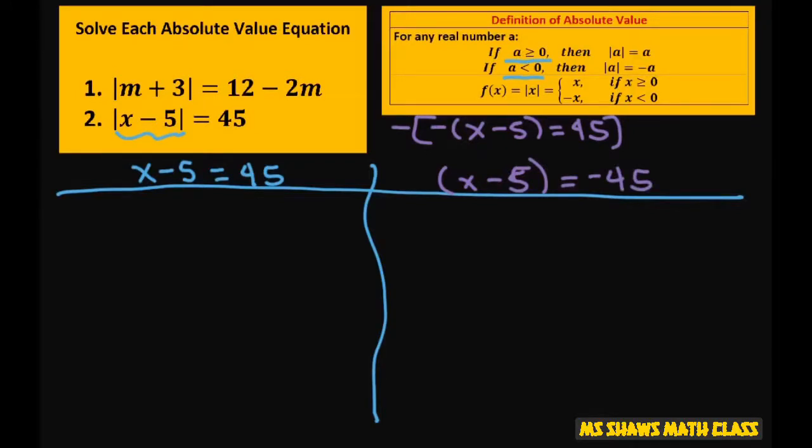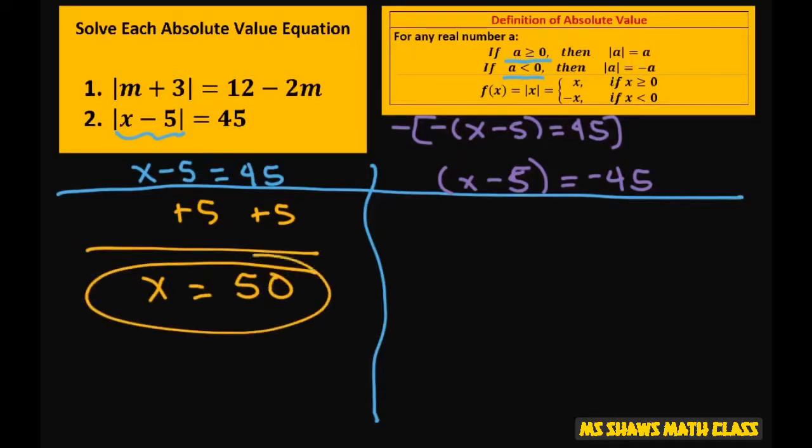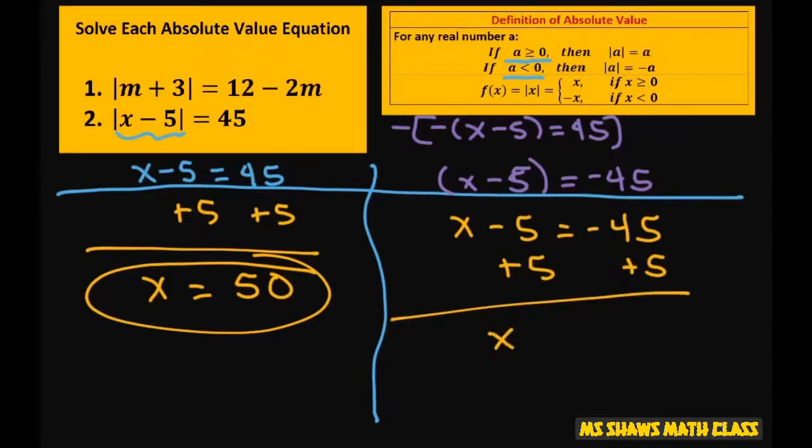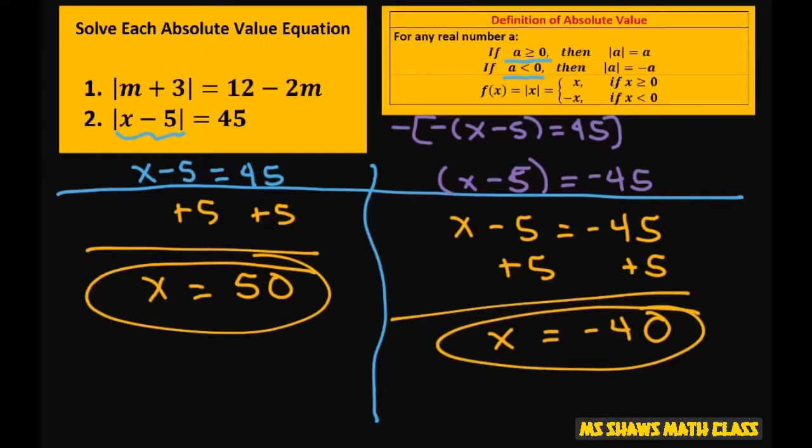All right. Now solving, we add 5 to both sides. So we get x equals 50. That's one solution. And for this one, we get x minus 5 equals negative 45. So again, add 5 to both sides, and you get x equals negative 40. And those are your two solutions.